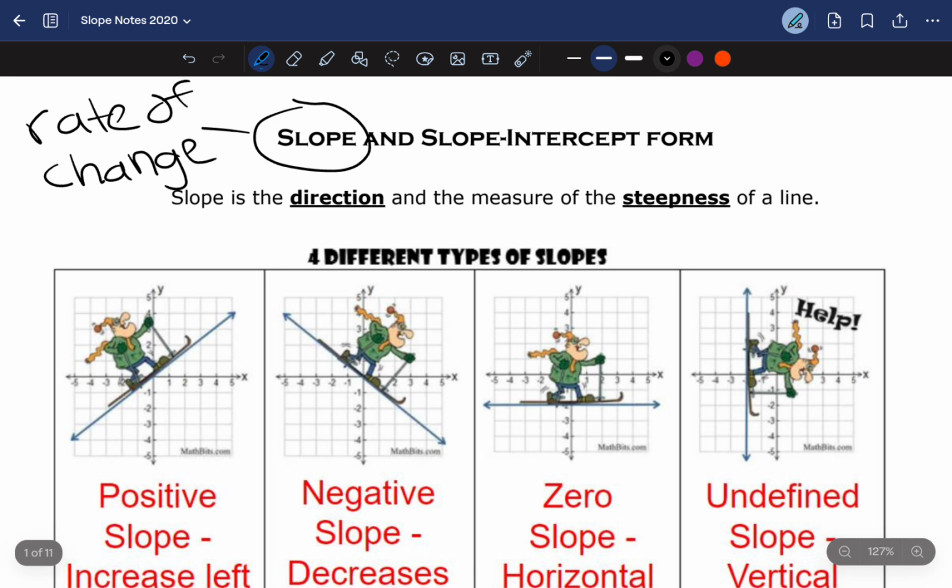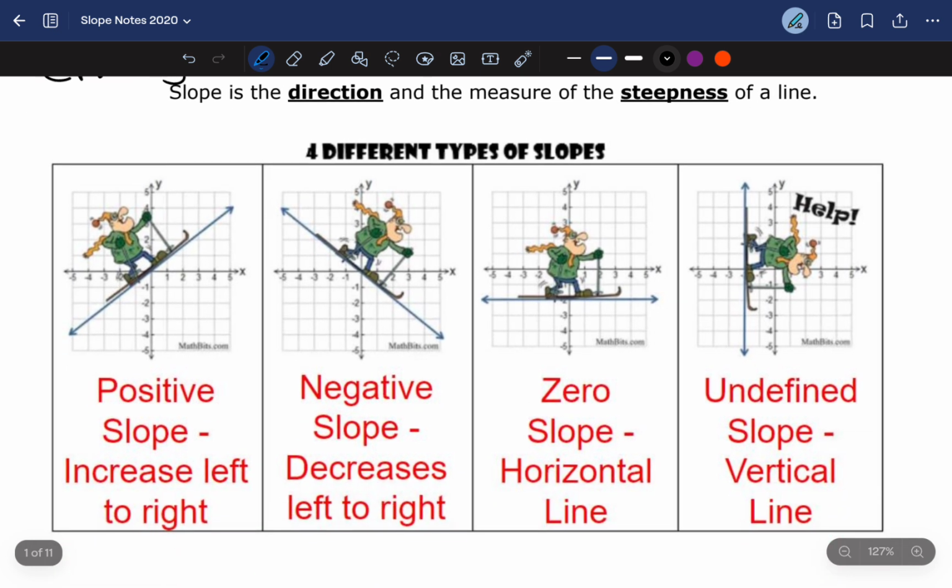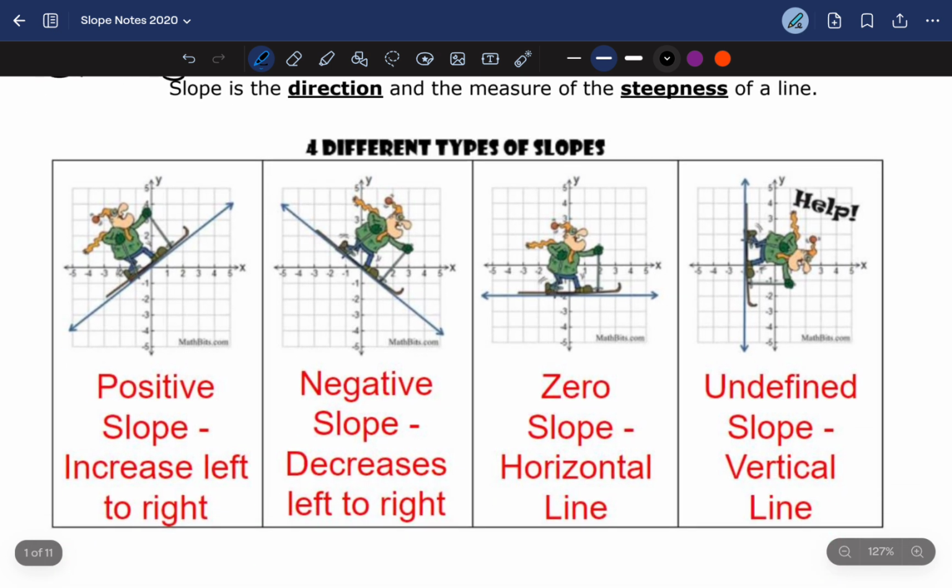I always think about it like stairs. You know, some stairs are steeper than others. The more steep they are, the more vertical they are. So there's 4 different types of slope, and the 2 that we mostly deal with in 7th grade are a positive slope or rate of change and a negative slope or rate of change. So it's the 2 that I just boxed in yellow. So let's take a look at those real quick.